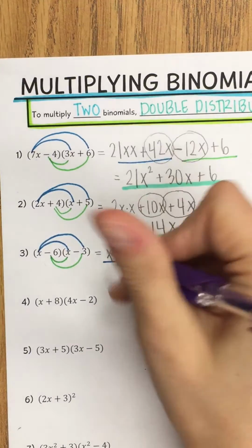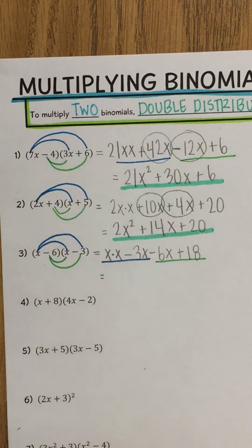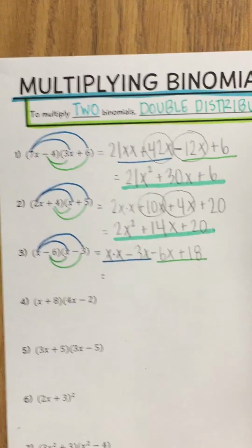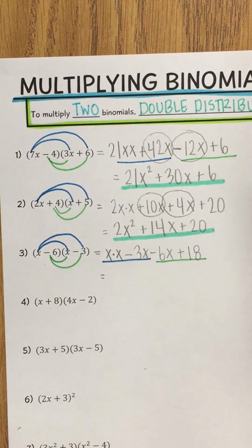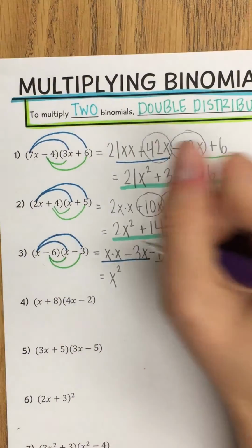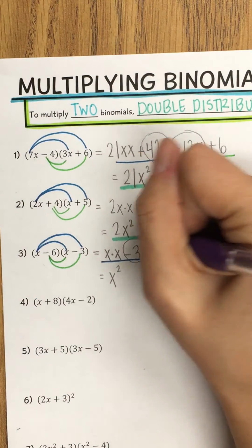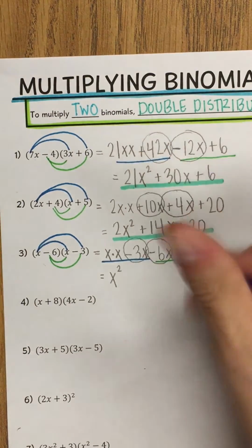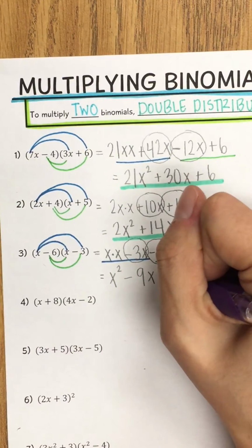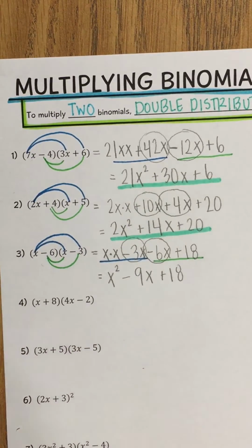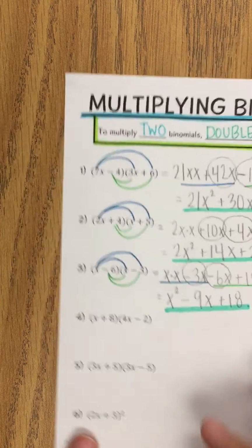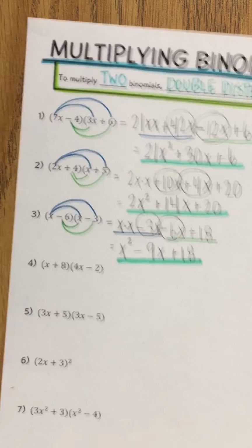So our last step in this one, just like the other one, is we are going to simplify our expression. So x times x is not 2x. It is x squared. So we're going to say x squared. Then we have a -3 and a -6. Those guys are going to go to -9. And then last up, we keep the plus 18. So our final answer on this guy is x squared minus 9x plus 18.